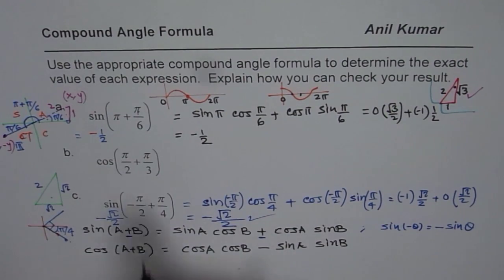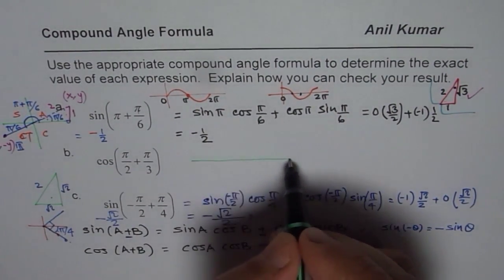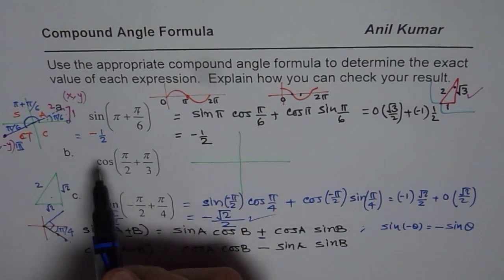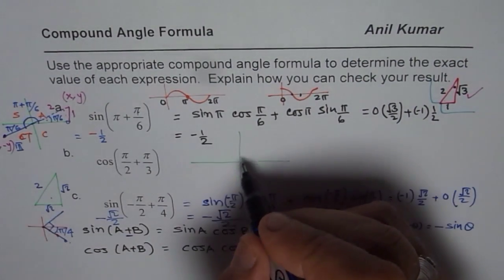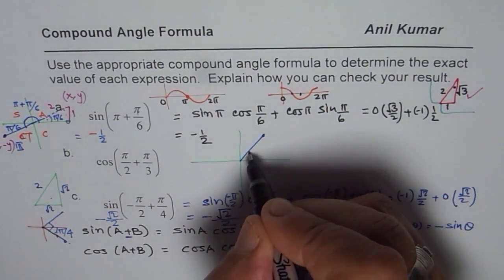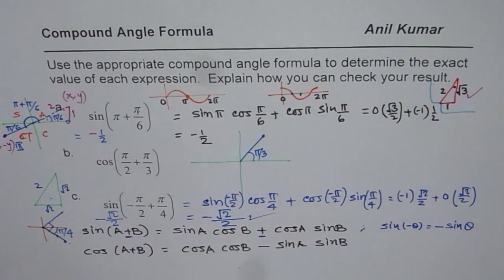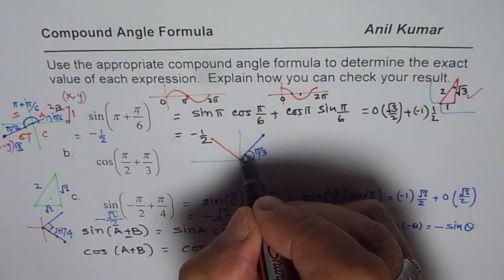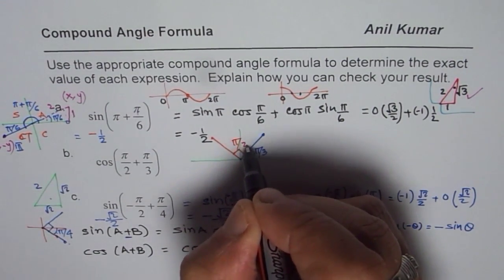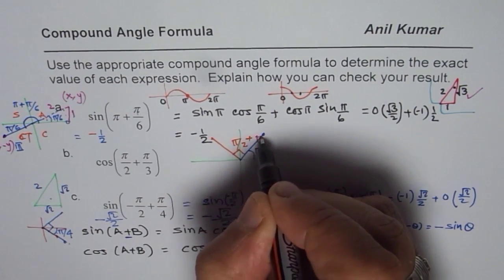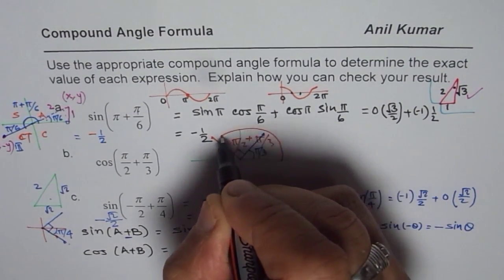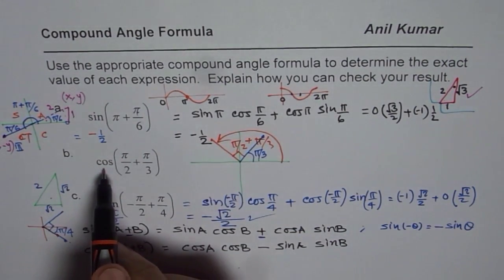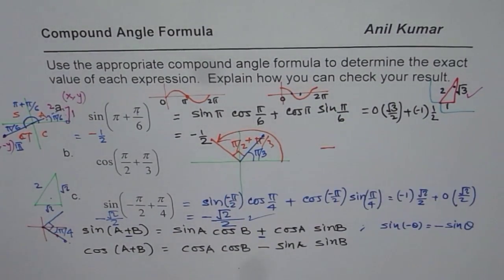Now, I'm leaving this portion for you, but I'm giving the answer. Well, actually, it's also a co-function identity. We are looking into cos of pi by 2 plus pi by 3. So let us say this is pi by 3 for us, right? So this angle is pi by 3. When I add pi by 2, that means we land up here, right? So we have added pi by 2. So pi by 2 plus pi by 3 is this whole angle. Do you get the point? You are in quadrant 2 where cosine is negative. So we get a negative value.